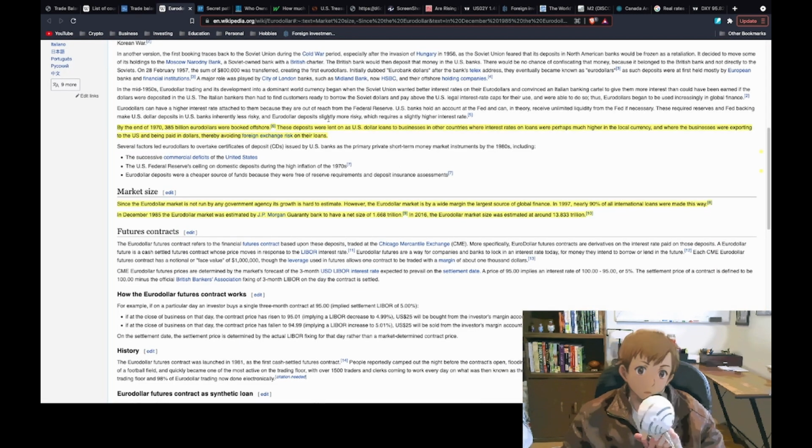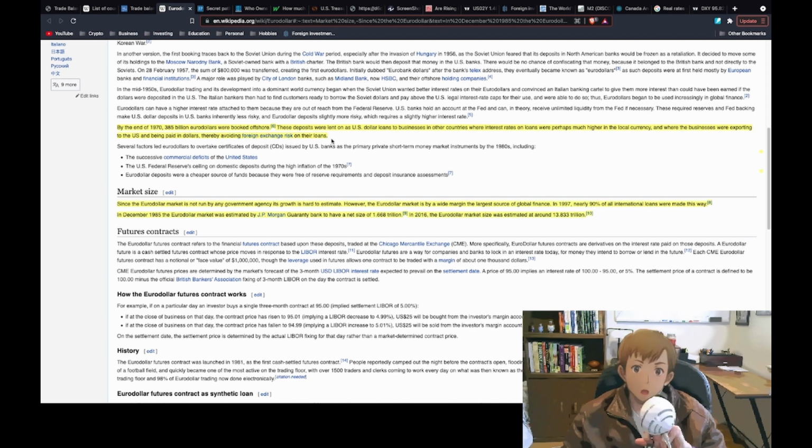And I wanted to take a look at this really quick just to show you the effect of this over all of history. As the money gets transferred overseas, there has been a lot of it that's accumulated, and it's called the Eurodollar Market. So by the end of the 1970s, 385 billion Eurodollars were booked offshore.